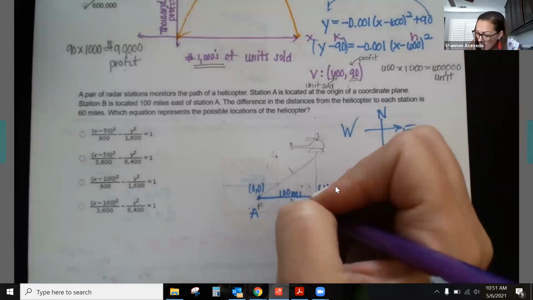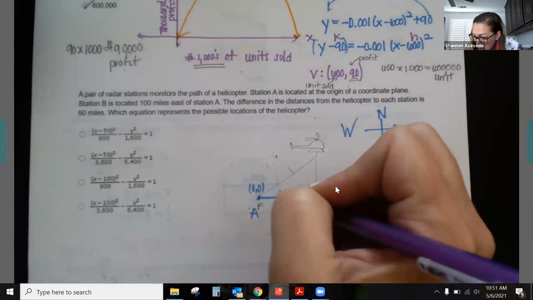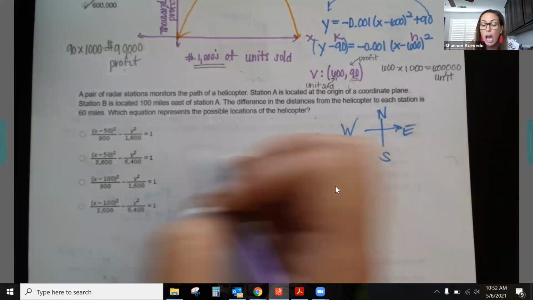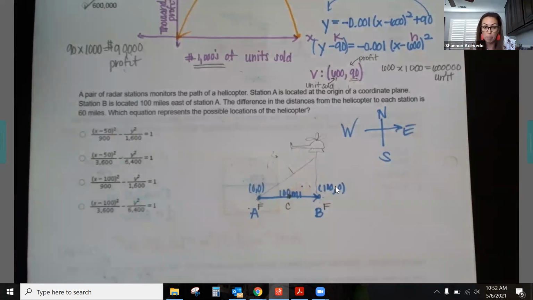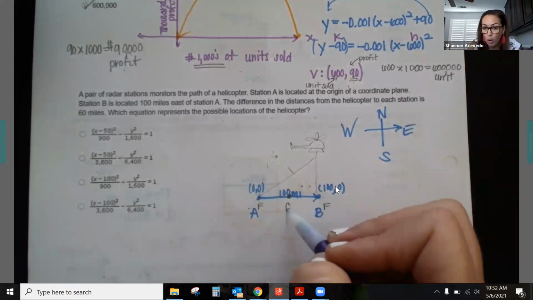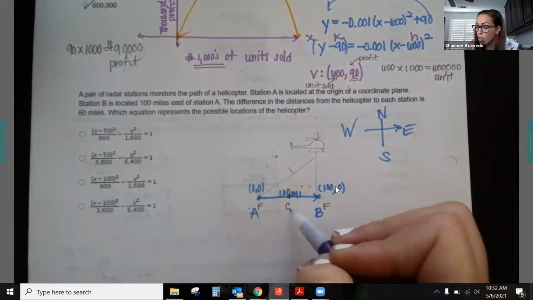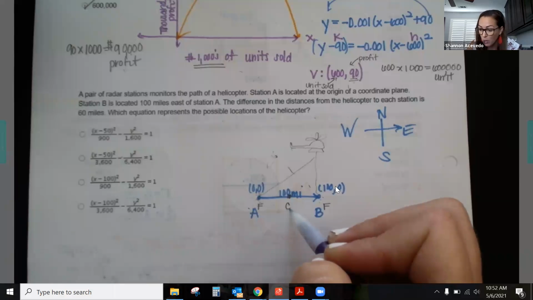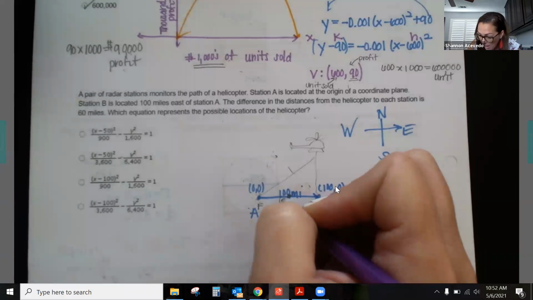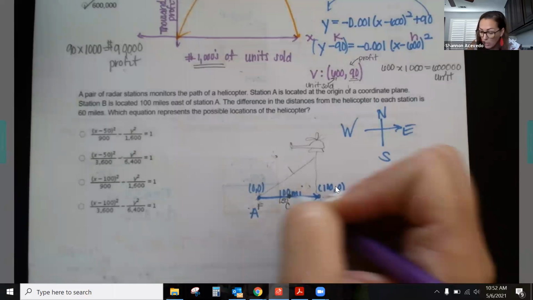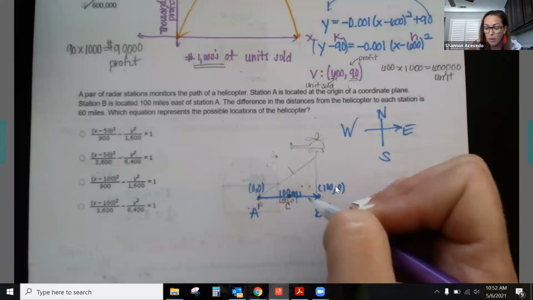So if these are our foci, then directly between these two would be the center of my hyperbola. Luckily, they even gave me this hint that it has to be a hyperbola because they're all minus. So if this is the center, where is the center going to be? Well, the center would have to be at half of 100. In between 0 and 100 is 50, so at (50, 0).